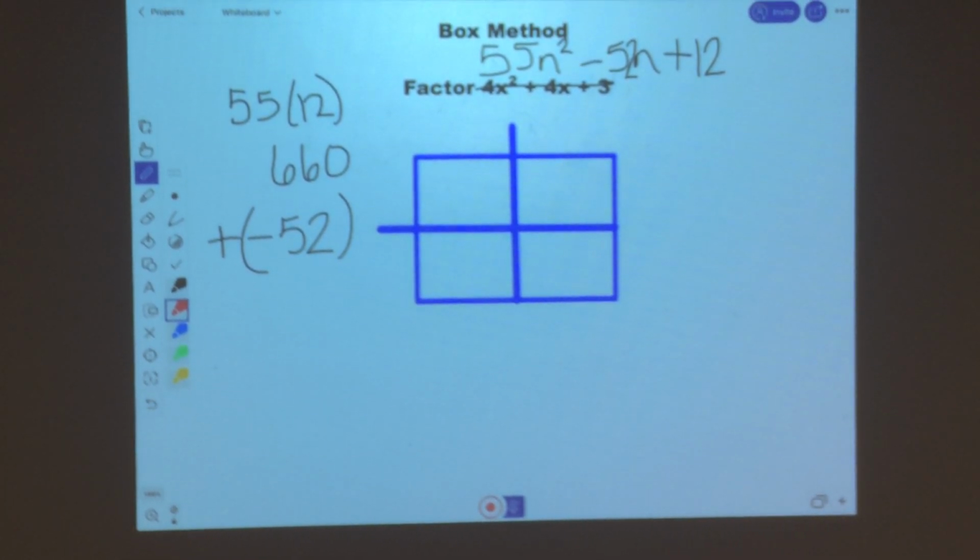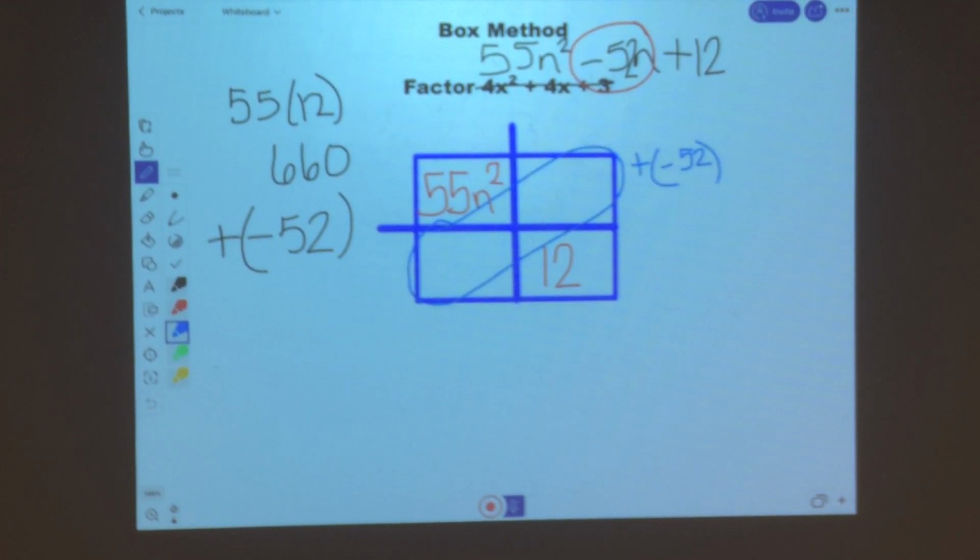So in this method, our A term goes in the first box, and our C term goes in the bottom right box. Now if we notice, this middle term is a negative 52, so these two boxes, this one right here, have to add up to be a negative 52. And so what that means for us, since that C is positive, is that they both have to be negative.